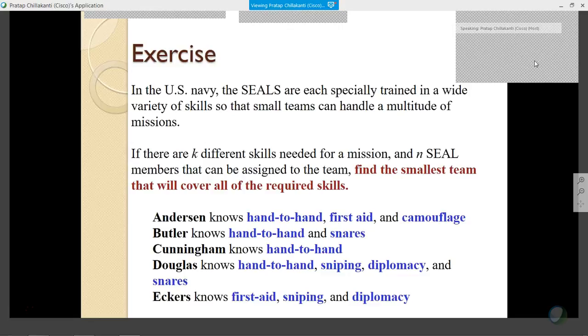So I have given a list of names here. You can, of course, change the names to your favorite movie stars. I would not mind. Make Anderson something like Butler. Maybe Brahmanandan, that sounds like Brahmanandan to me. Cunningham, hand-to-hand combat, Douglas. The skills are comma separated. As you can see, they're different skills, different people. Find the smallest team that will cover all of the required skills.